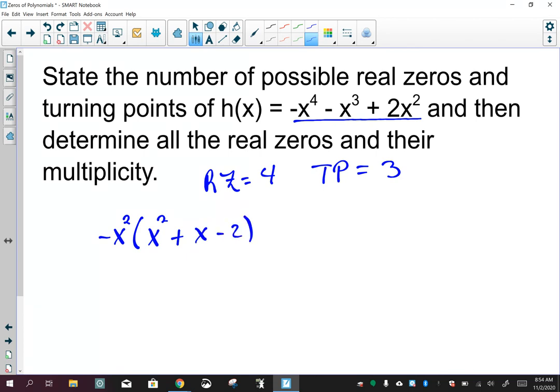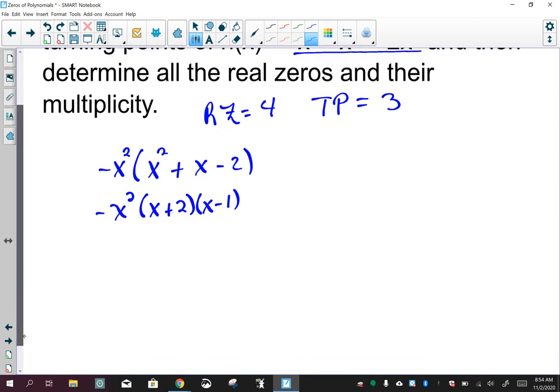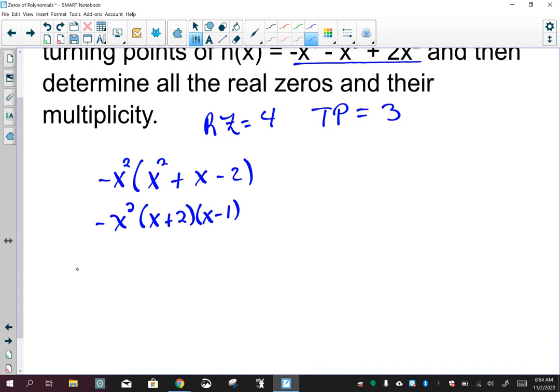So now I have that. And then I'm going to factor this piece here. So factors of 2 that subtract to give me a positive 1. So that's x plus 2, x minus 1. And then I'm going to take each one of these and set them equal to 0. So I got negative x squared is equal to 0. I have an x plus 2 is equal to 0. And then x minus 1 is equal to 0.